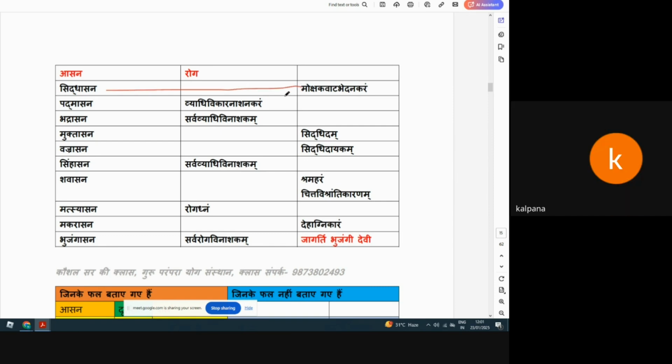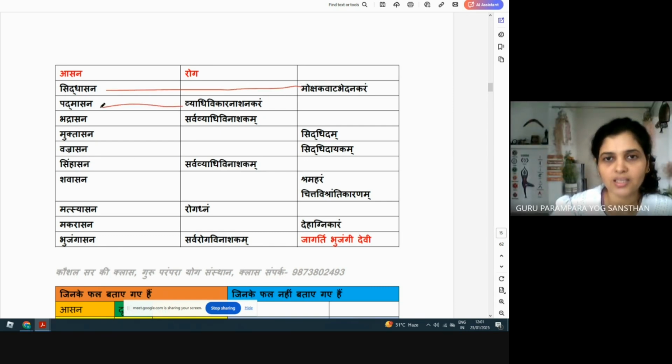Siddhasana, Moksha Kapata Vedikam. Padmasana, Vyadhi Vinashakam. Actually there are many Vyadhi ones, more will come. Vajrasana Sarva Vyadhi, then Simhasana Sarva Vyadhi, Bhujangasana Sarva Vyadhi Vinashak. So make a note that all these asanas have the same benefits. Then Makarasana and Bhujangasana both have Deha Agni, stimulate the gastric fire, and awakening Kundalini happens with Bhujangasana.